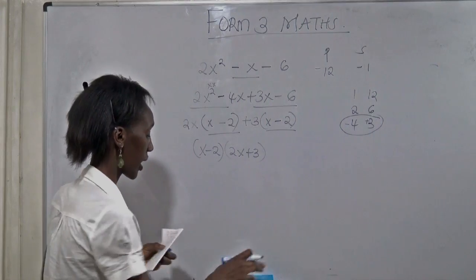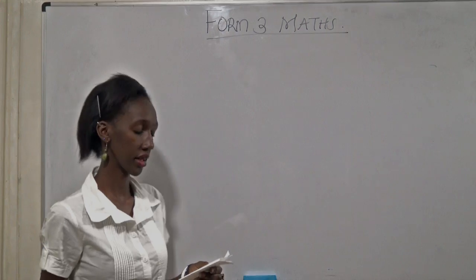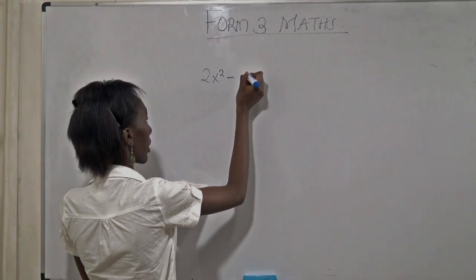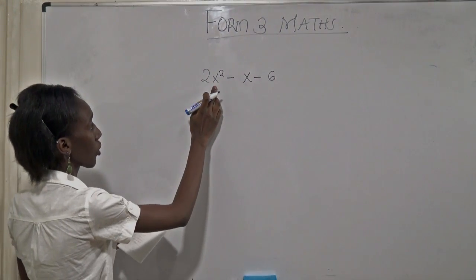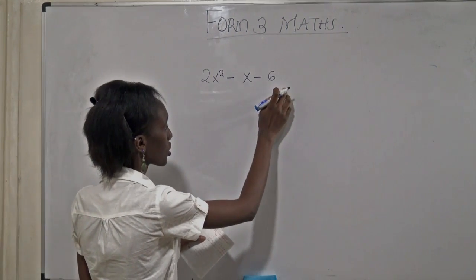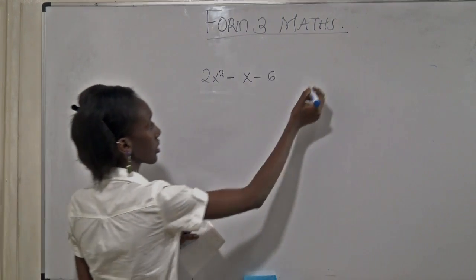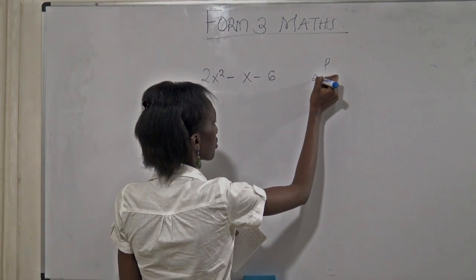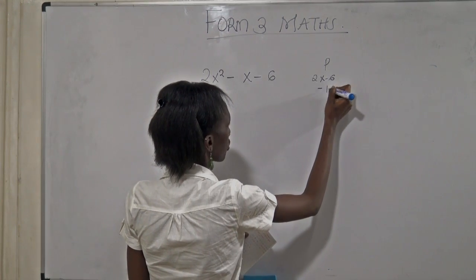Then the last number on our second assignment was 2x squared minus x minus 6. If you can note, the coefficient of x squared is 2, and there's no common factor in between, so we cannot divide all through. So for us to get our product, we're going to multiply the a and the c. So here we're going to have 2 times negative 6, which will give us negative 12.